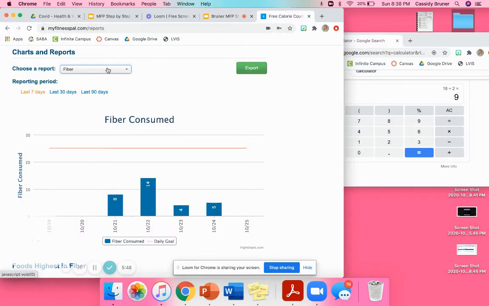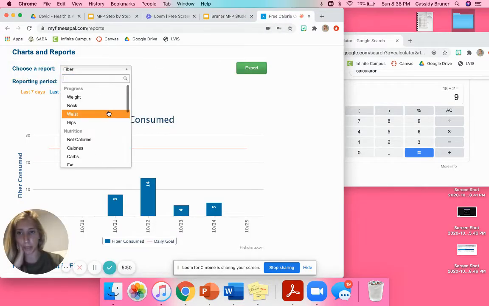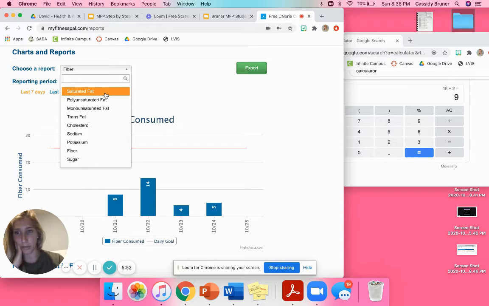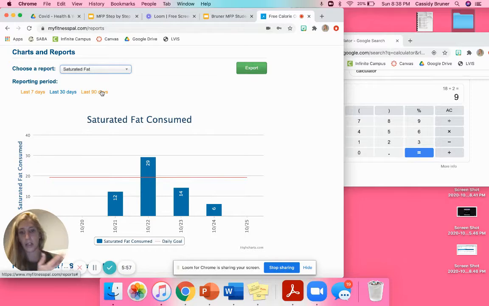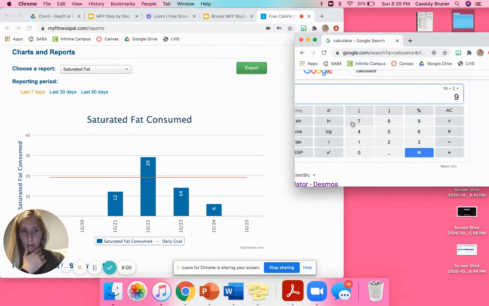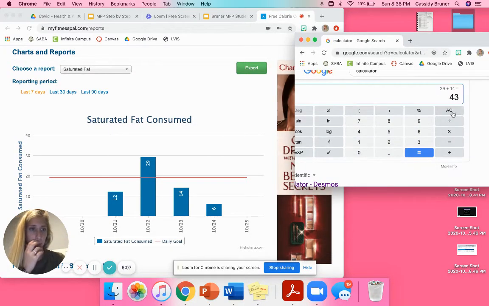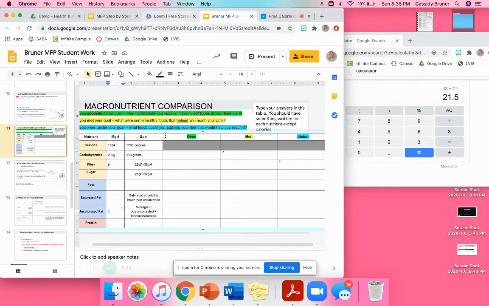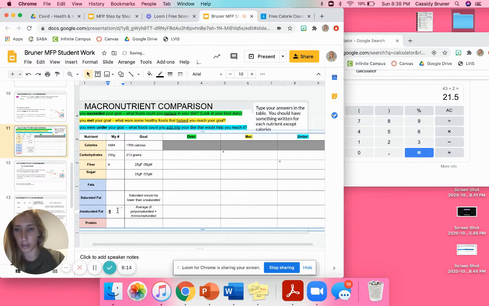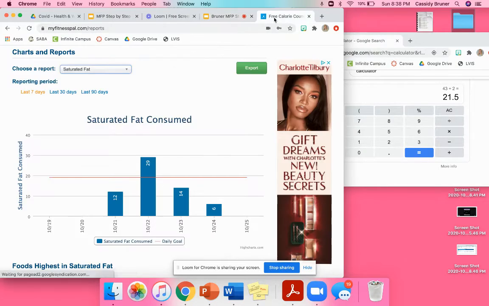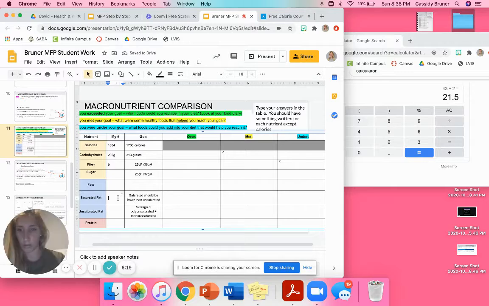So if I go to this drop-down menu, it's going to say saturated fat, polyunsaturated, and monounsaturated. For saturated fat, just like the last two, I'm just going to take the average. So I would do 29 plus 14, divide that by 2. So I'd get 21.5. Was that my unsaturated? That was my saturated fat. So I would put 21.5.